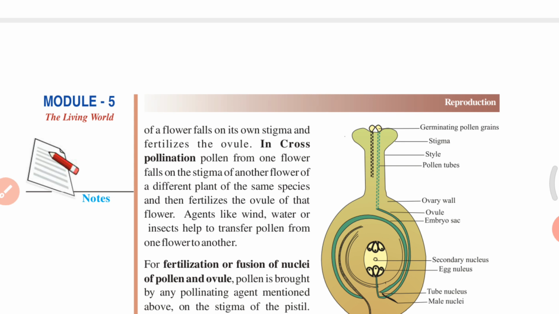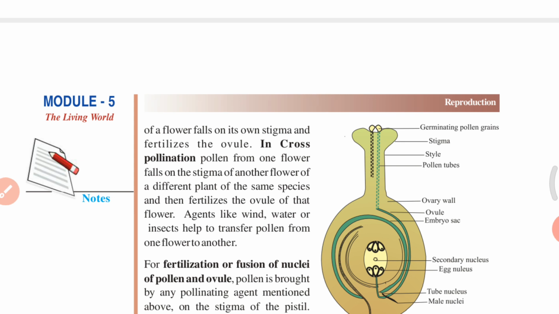In the case of unisexual flowers, anther and stigma are in two different flowers or in two different plants. So the pollen from the anther of a flower reaches the stigma of another flower. Agents like wind, water, or insects help to transfer pollen from one flower to another. This type of transfer of pollen from anther to stigma is known as cross-pollination.